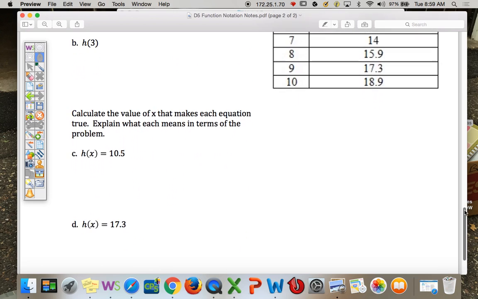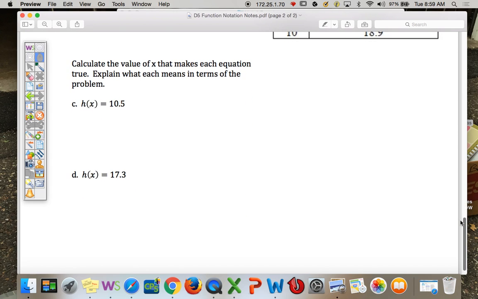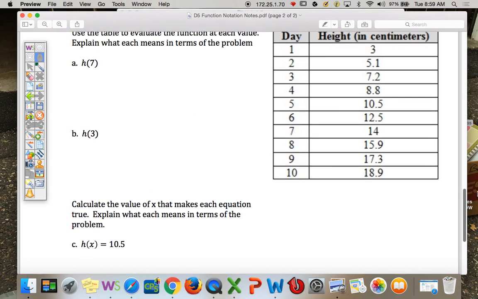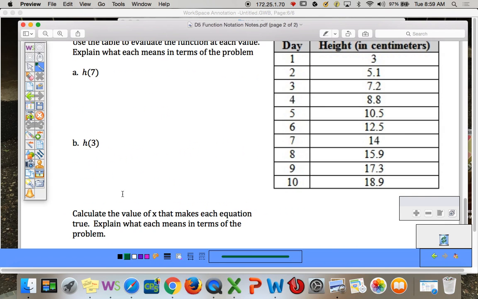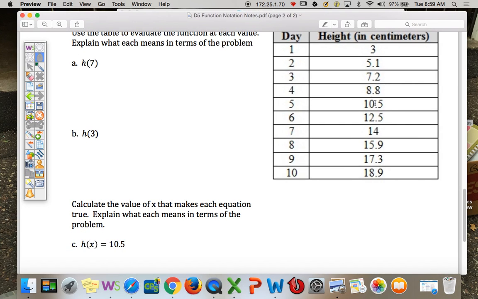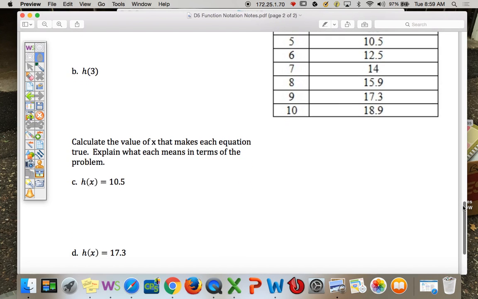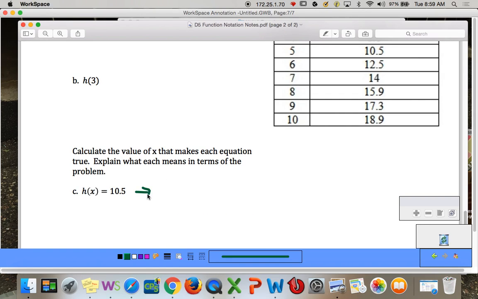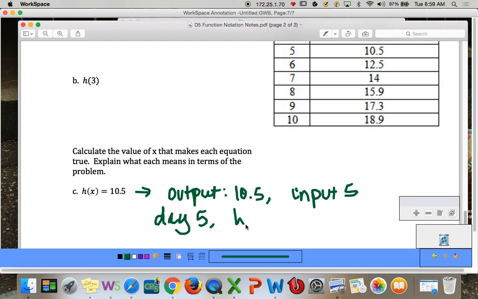Okay, calculate the value of x that makes each equation true. Explain what it means in terms of the problem. All right, so now it's giving you the output. When the output's 10.5, what's the input? It's 5. So when the output is 10.5, the input is 5, which means day 5, height 10.5. Let's take a look at the last one.